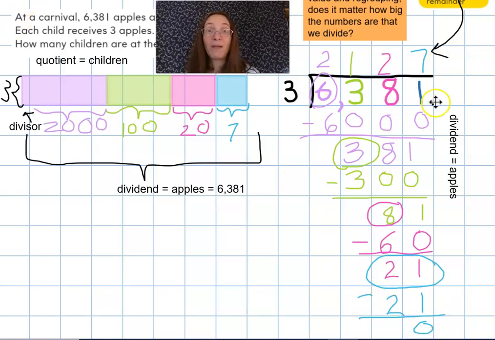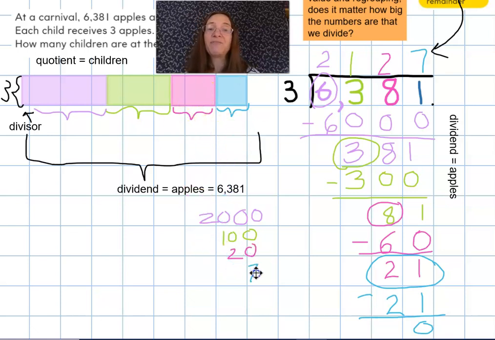One way that we love doing it this way is you can see that our quotient has been built for us up here just above the dividend and the divisor. But just to help map this out for you, we had 2,000 kids counted with these 6,000 apples, 100 kids counted with these 300 apples, 20 kids counted with these 60 apples, and 7 kids counted with these 21. When I add them all together, we are left with 2,127 kids, just the same as it is up here.